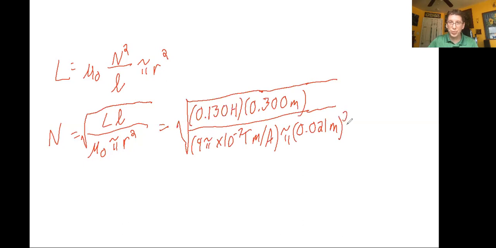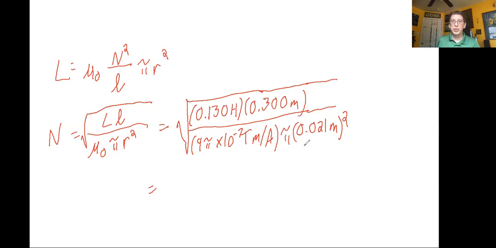And don't forget you're squaring that. So that's all the information you need. So you start plugging the numbers in. So it's 0.13 times 0.300 divided by, and again here divide by pi squared, and then divide by 4 times 10 to the negative 7, and then divide by 0.021, again that's the radius in meters squared, and you get a pretty large number, but don't forget you're taking the square root of that.